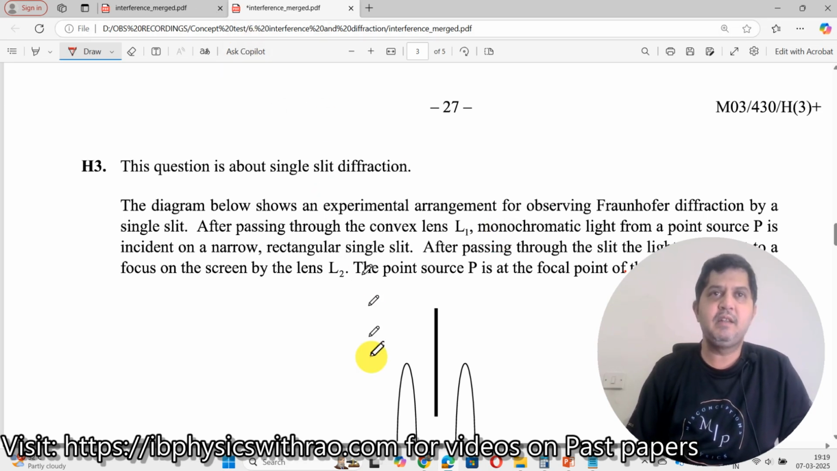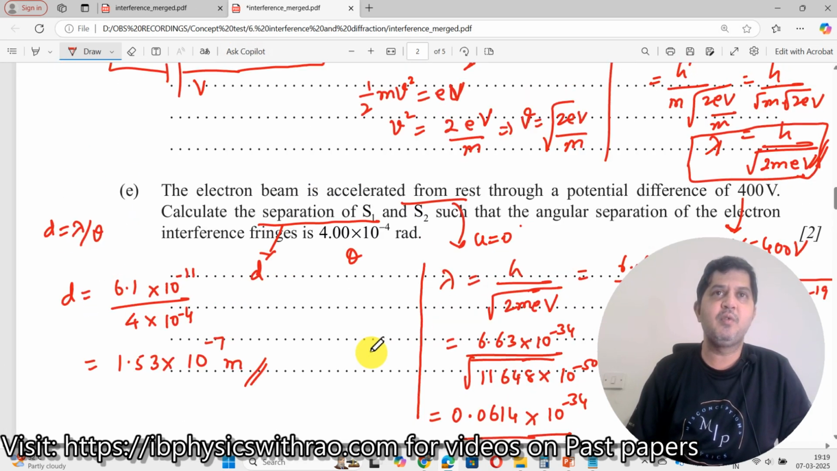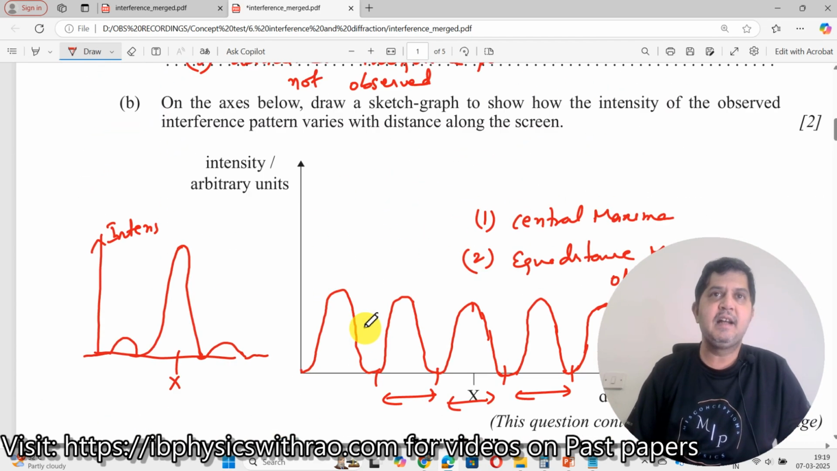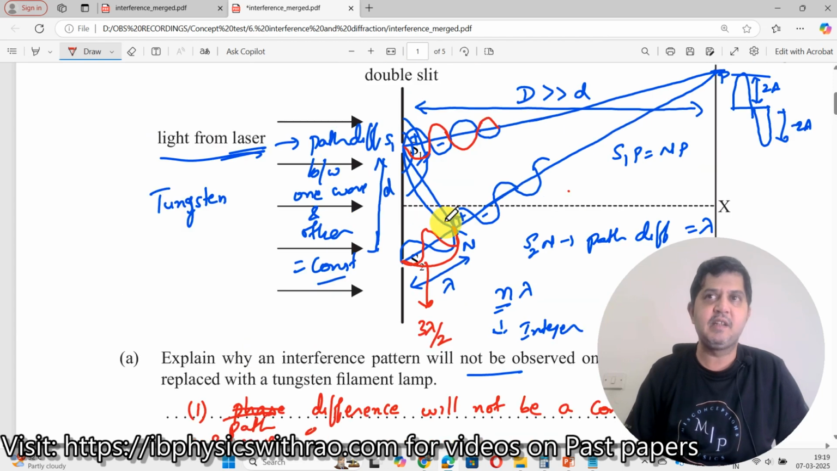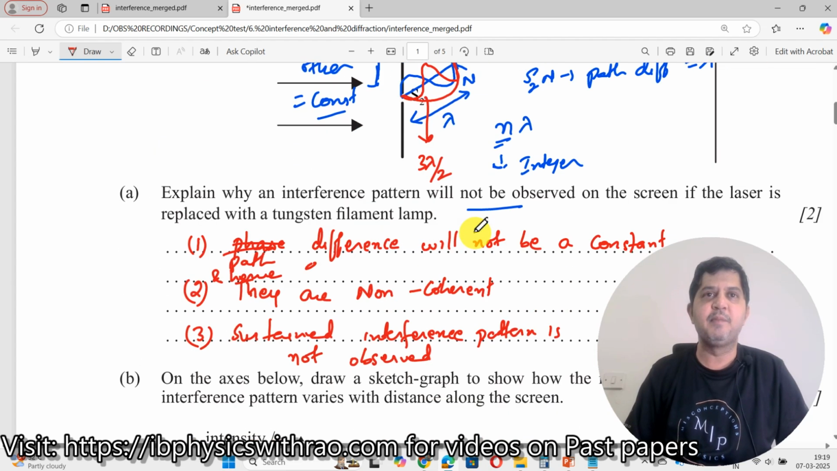In question number 1, we had already seen how the interference pattern takes place. We also saw what will happen if the laser light is replaced by a tungsten filament, which gives you a definition of what is meant by coherence. If you have coherence, then definitely you will be able to get a sustained interference pattern. Otherwise, the pattern will change. We have seen this in the previous video.